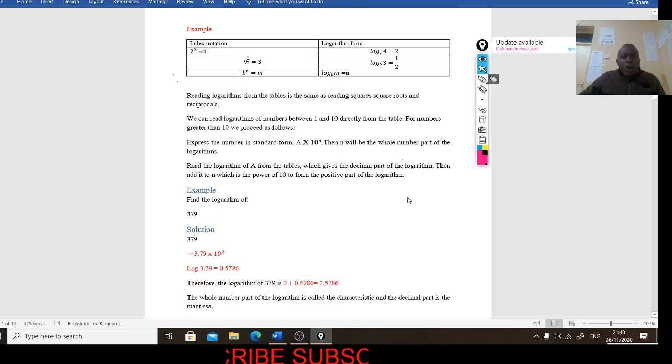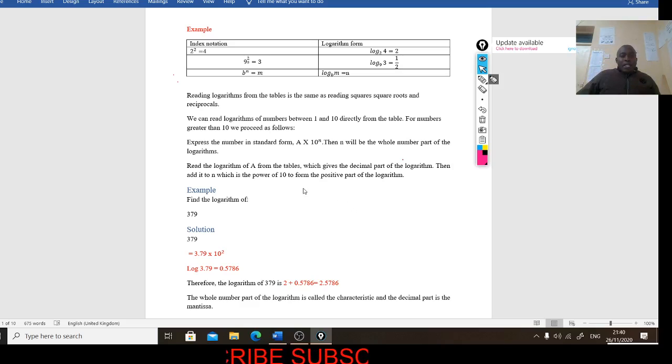Now we need to know how to read logarithms from the table. How do we read logarithms from the table? The same way we were reading square roots and reciprocals from the table, that is how we do it with logarithms. We can read the logarithm of a number between 1 and 10 directly from the table.